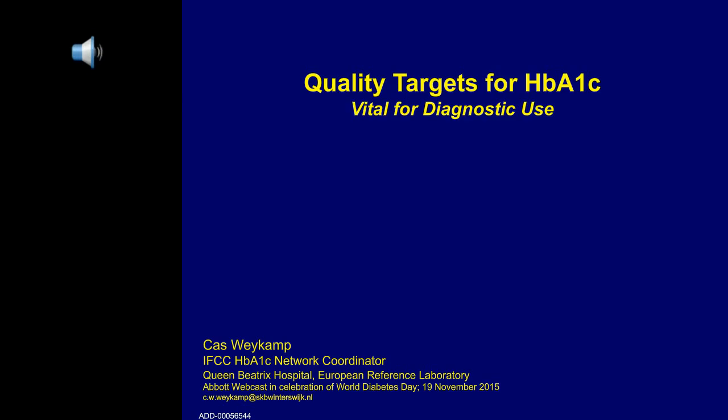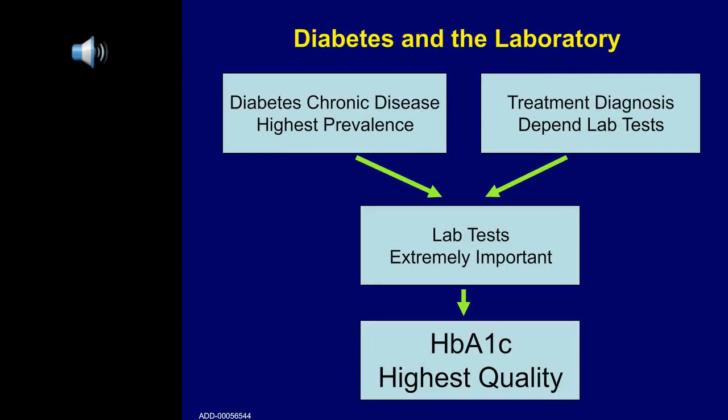I'm going to talk today about quality targets for HbA1c with a focus on diagnostic use. What we often don't realize in the laboratory is that we are the cornerstone for the treatment and for diagnosis of diabetes. And in combination with the fact that diabetes is a chronic disease with a high prevalence, we can imagine that lab tests are extremely important. So HbA1c requires the highest quality.